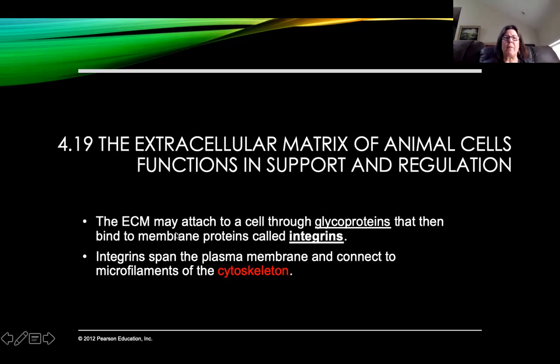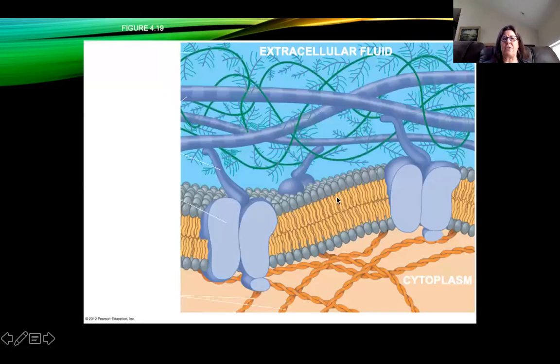In the extracellular matrix, or ECM, we have what are called glycoproteins. These are proteins that have sugars on them, and they bind to proteins called integrins. Integrins are proteins that literally go through the cell membrane. So here's a picture of that extracellular matrix. Here's your phospholipid bilayer. Here we have what we would refer to as integrins.